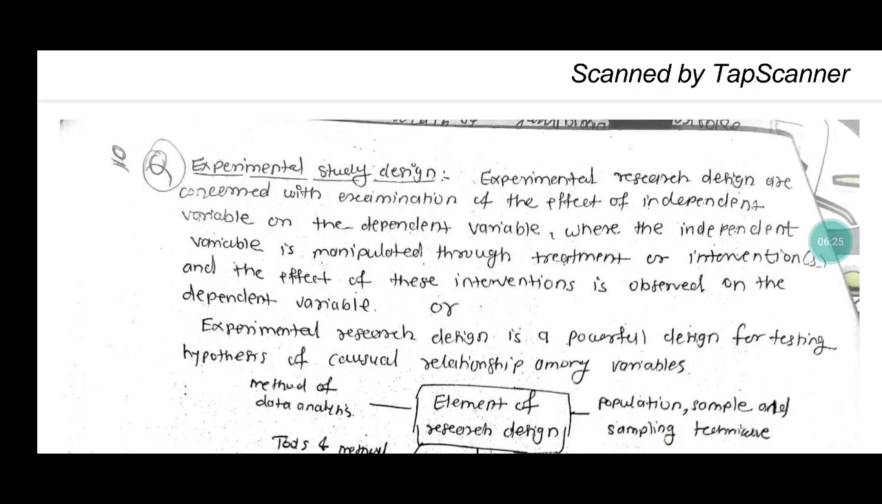The experimental study design is an experimental research design. These are concerned with the examination of the effect of an independent variable on the dependent variable, where the independent variable is manipulated through the treatment or interventions, and the effect of these interventions is observed on the dependent variable. The experimental research design is a powerful design for testing a hypothesis of causal relationship among the variables.